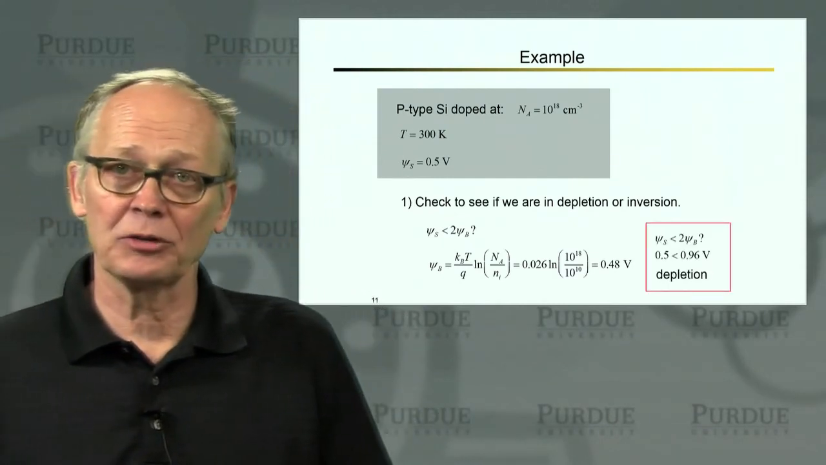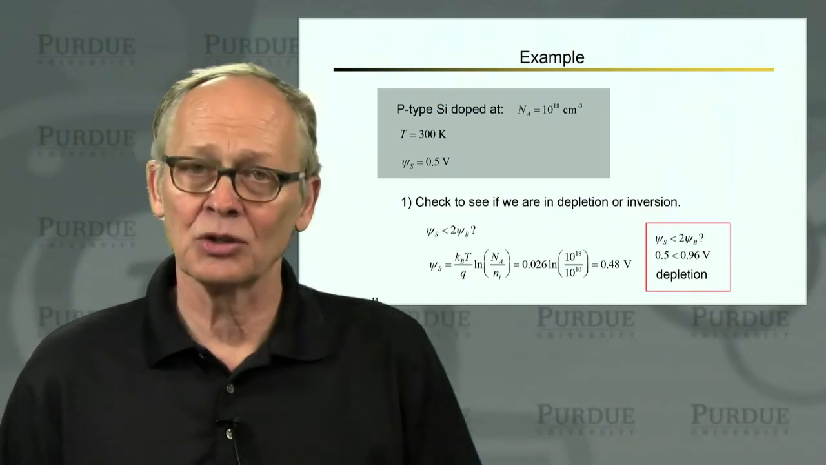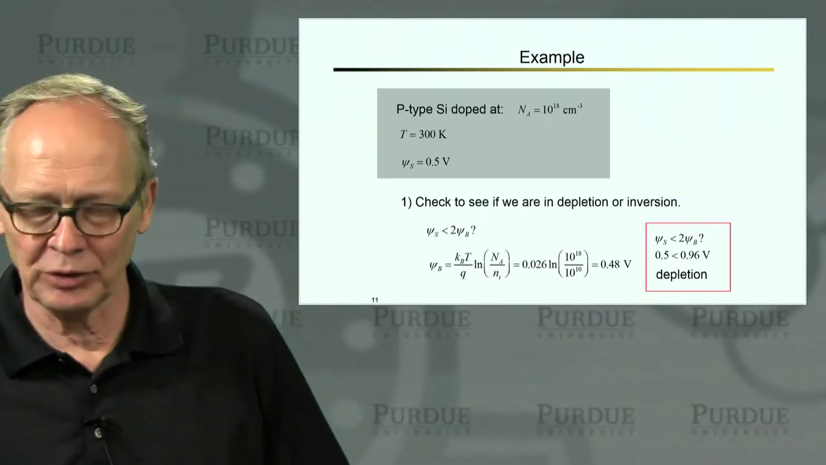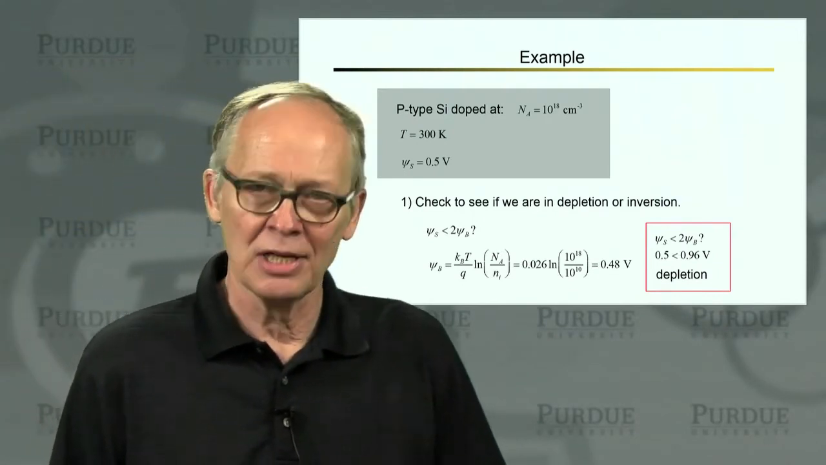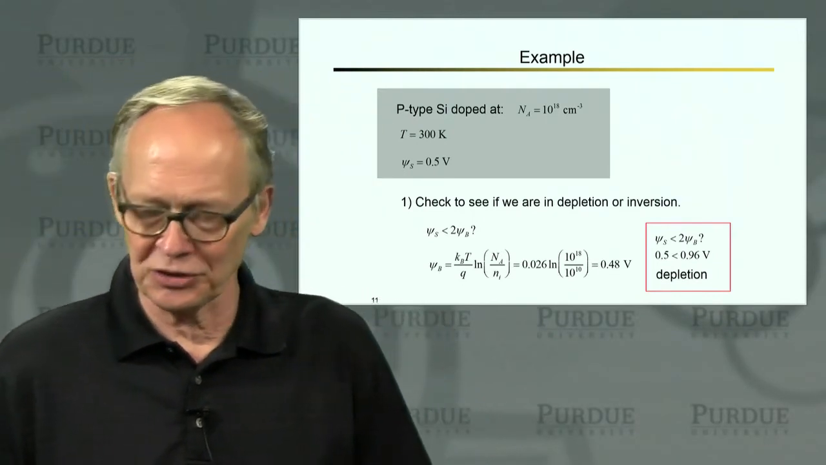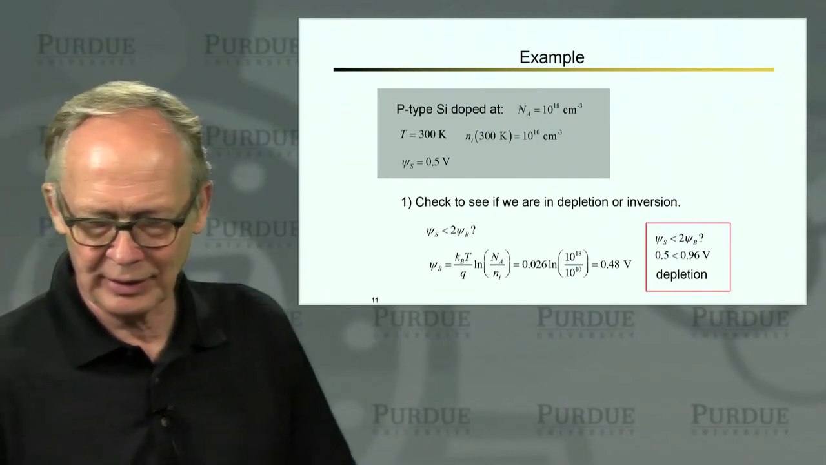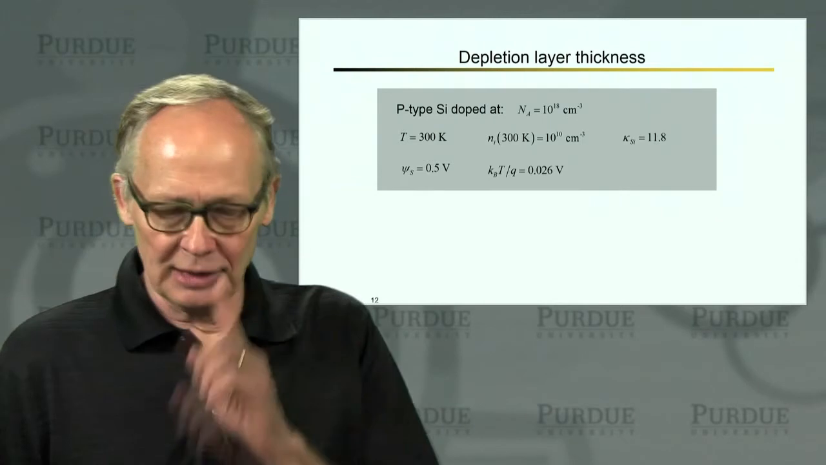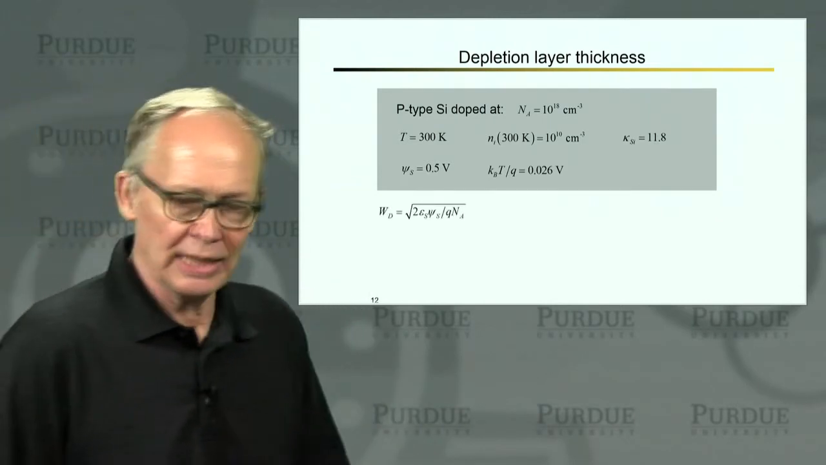We only have a surface potential of a half a volt, so we are comfortably in the depletion region. We don't have to worry about inversion layer charge. We can use our depletion layer expressions and compute the quantities that we're after. Okay, so let's do that. So we can go ahead and do the numbers.